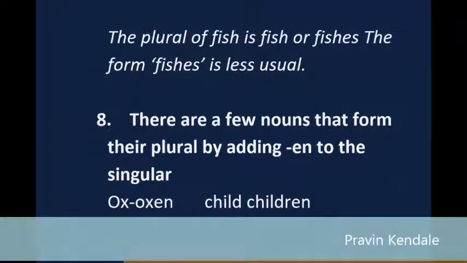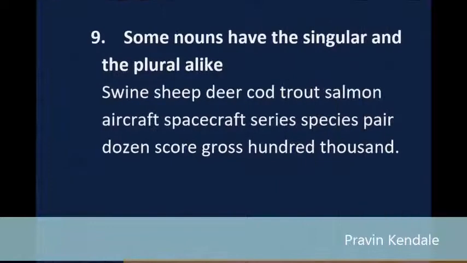8. There are a few nouns that form their plural by adding n to the singular. Ox, oxen. Child, children. 9. Some nouns have the singular and the plural alike. Swine, sheep, deer, cod, trout, salmon, aircraft, spacecraft, series, species, pair, dozen, score, gross, 100,000.